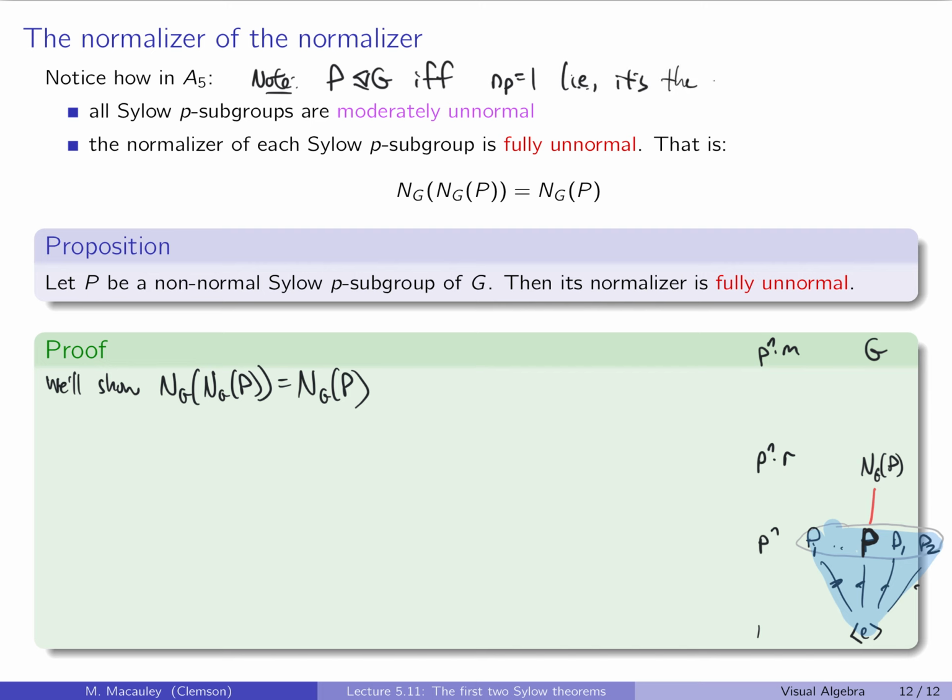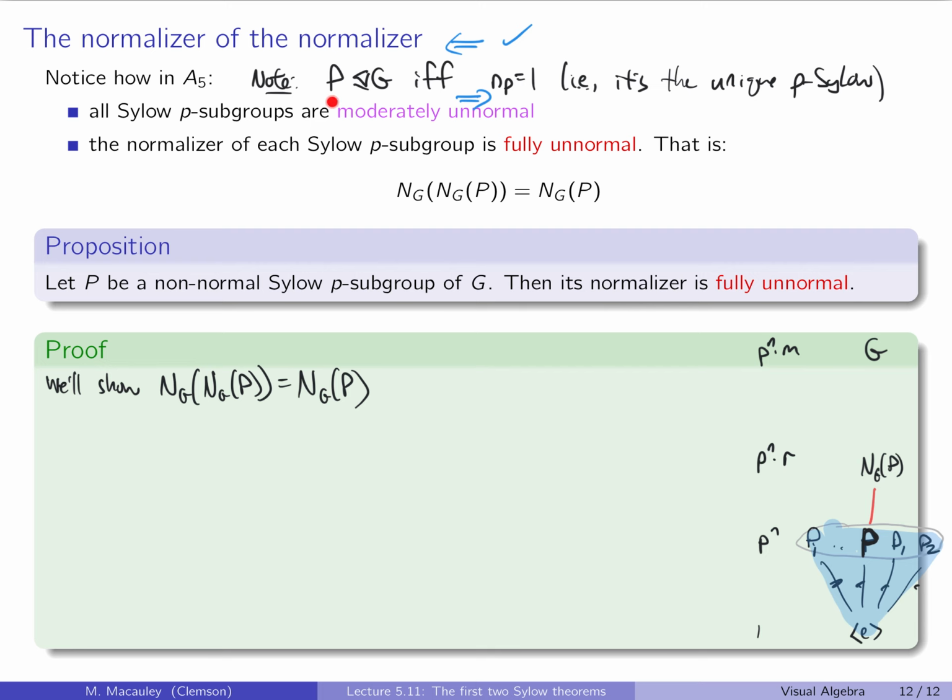It's the unique p-Sylow subgroup. Now, why is that? Well, we know that any time there's only one subgroup of a certain order, it has to be normal, because every conjugate has to be itself. So this direction is always true, but the other direction is by the second Sylow theorem.